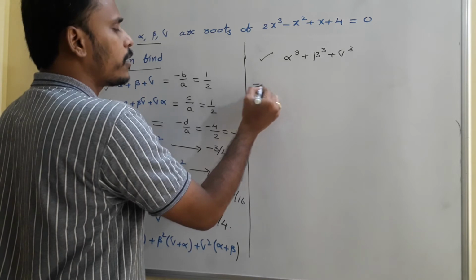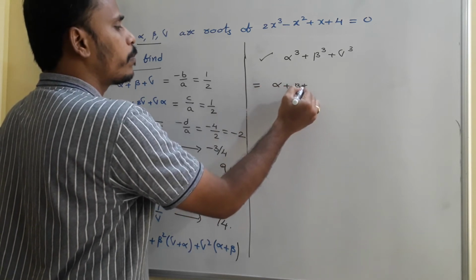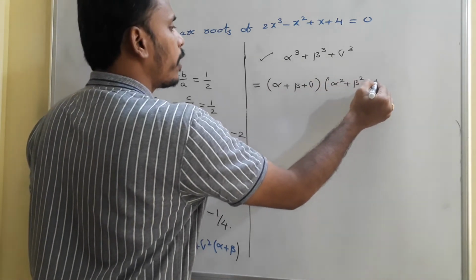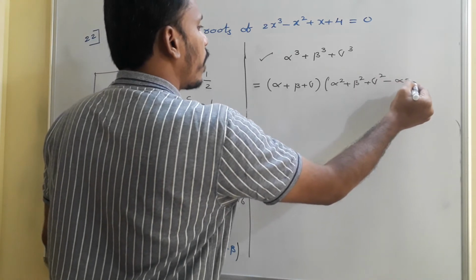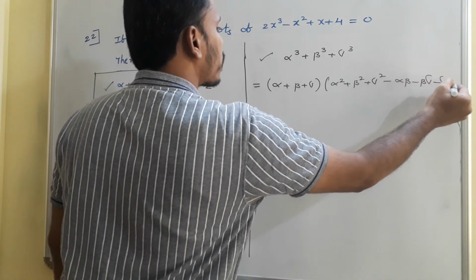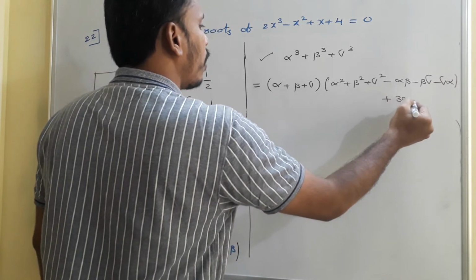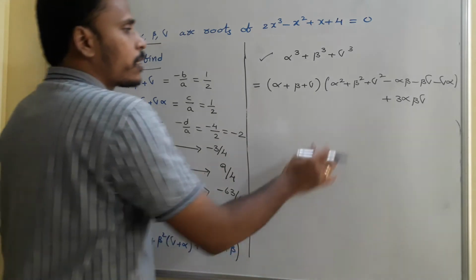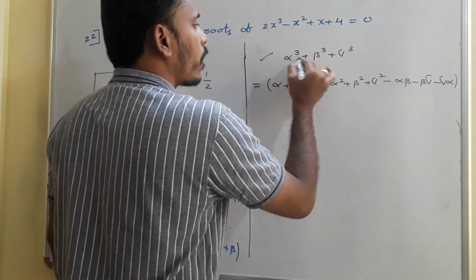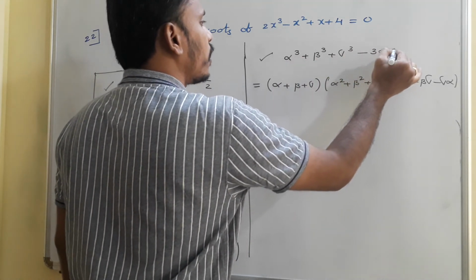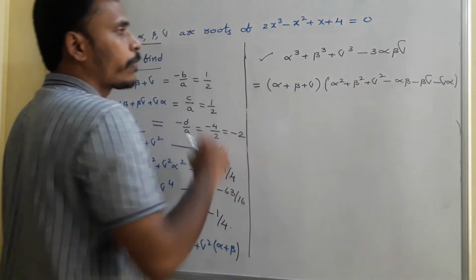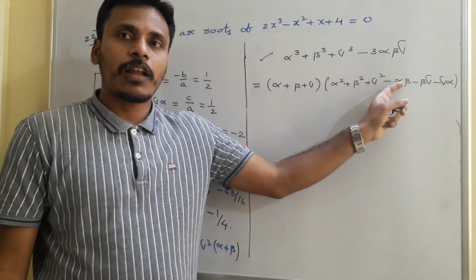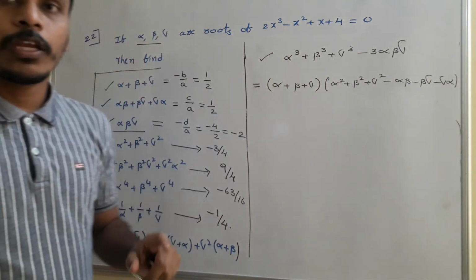This is equal to, simply by the identities, alpha plus beta plus gamma into alpha square plus beta square plus gamma square minus alpha beta minus beta gamma minus gamma alpha, plus 3 alpha beta gamma. Is it right? Actually, from identities, I think you are all clear about this rule. Alpha cube plus beta cube plus gamma cube minus 3 alpha beta gamma is equal to alpha plus beta plus gamma into alpha square plus beta square plus gamma square minus alpha beta minus beta gamma minus gamma alpha. You just go with that rule.